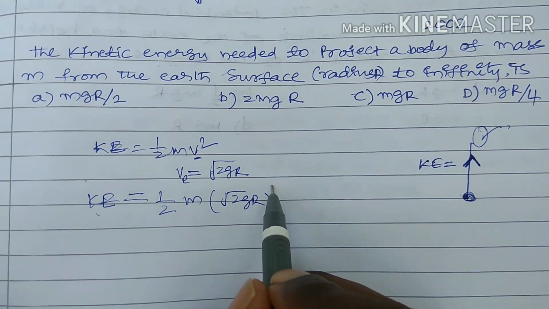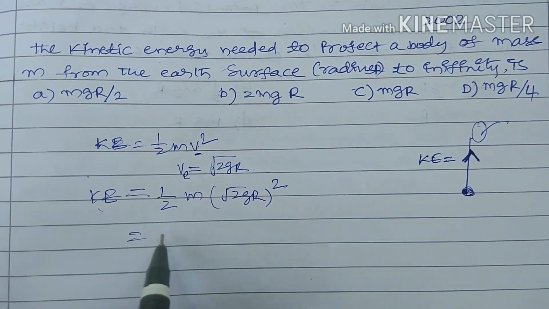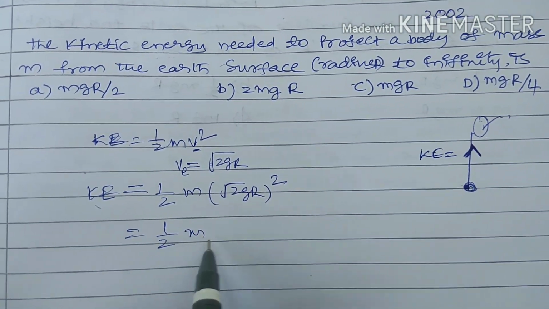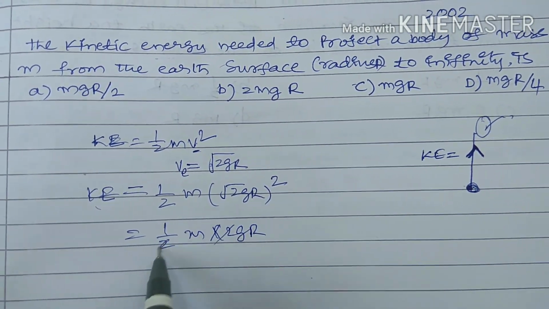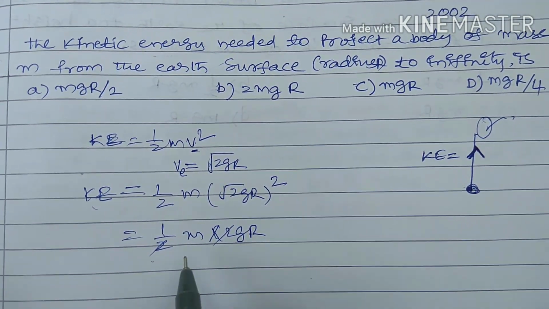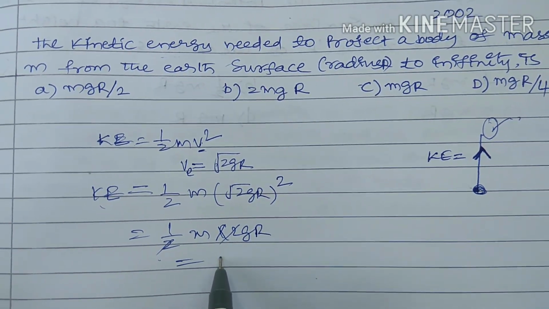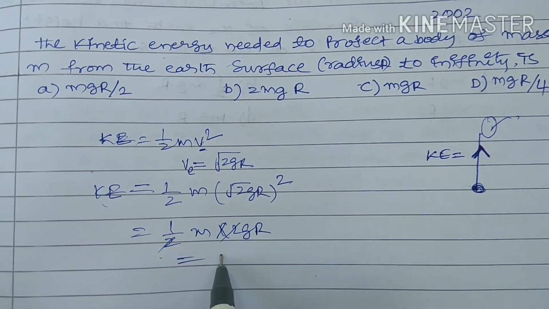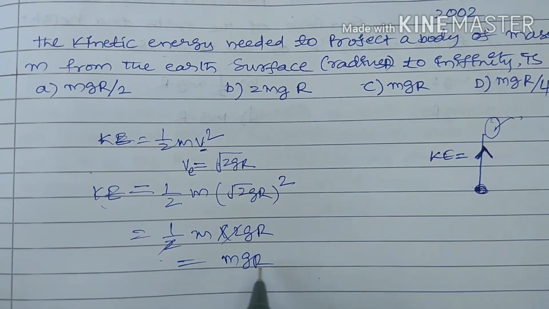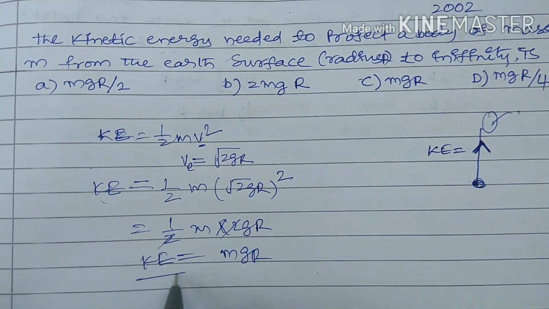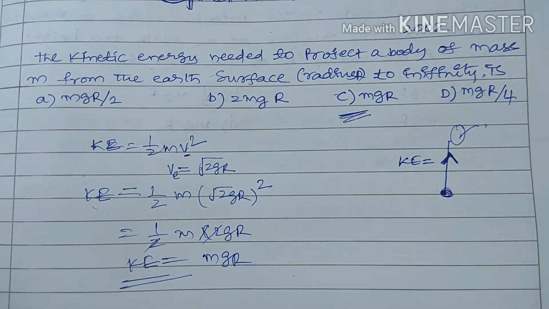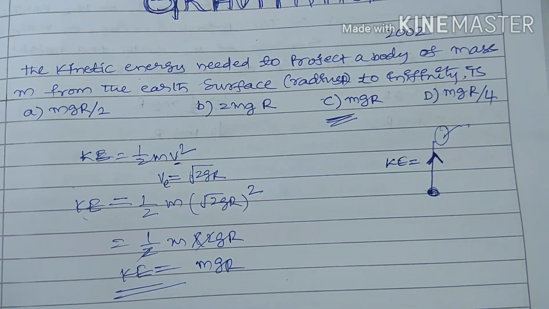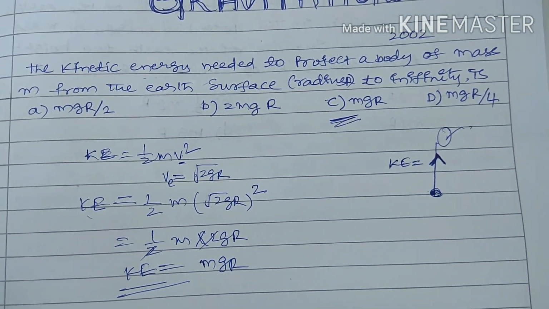So here it is square, which can be written as 1 by 2 m into 2gr. The 2 will be cancelled out. Then you can write it as mgr. So KE is equal to mgr. This is the kinetic energy required for a body to escape from the surface of the earth to infinity distance.